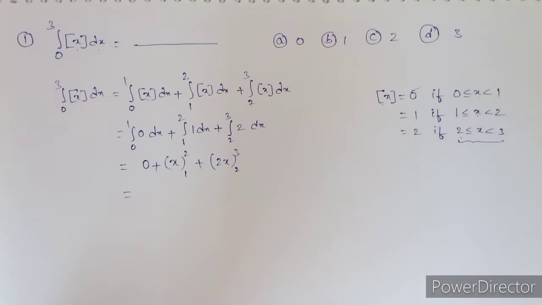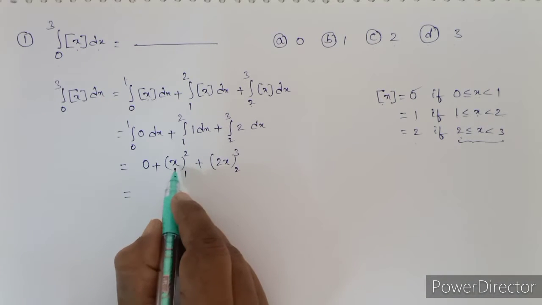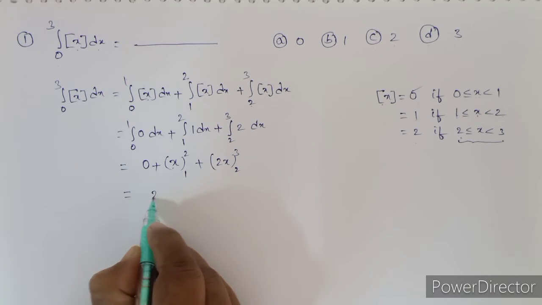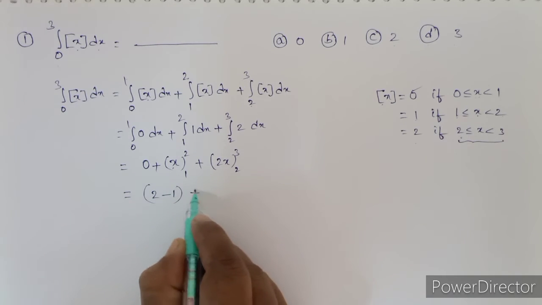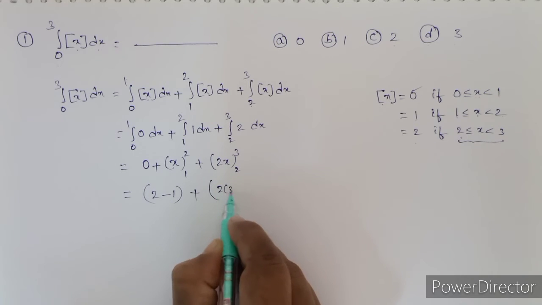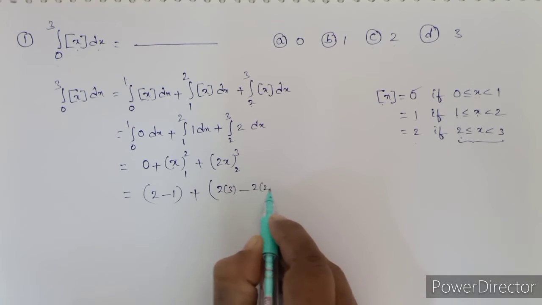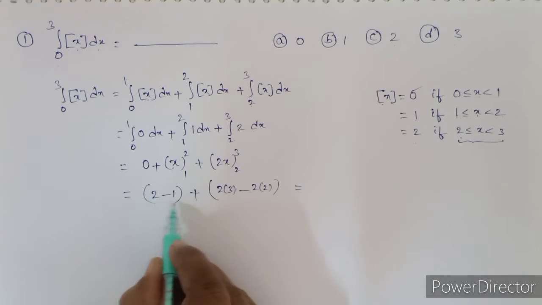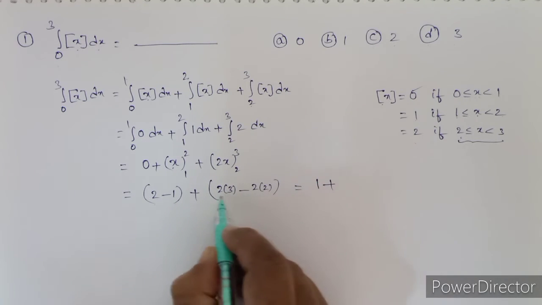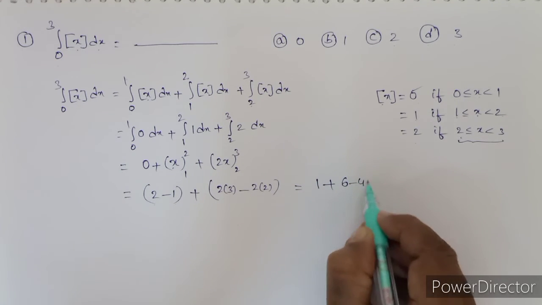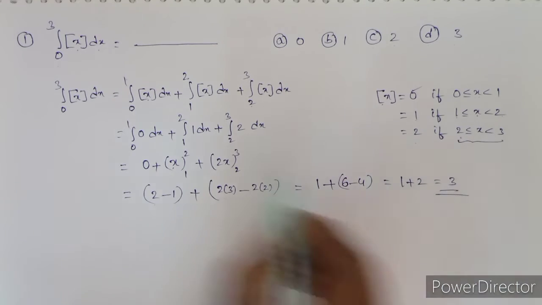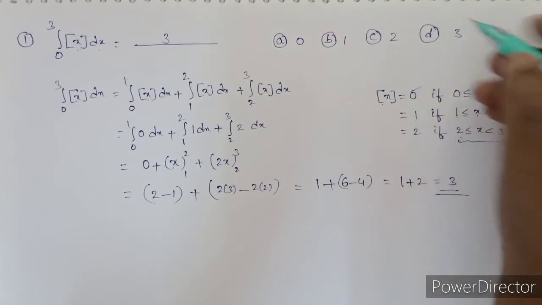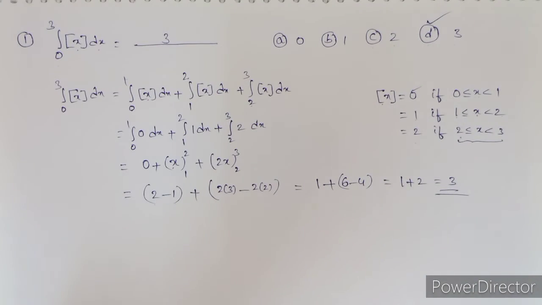Now by using the fundamental theorem, upper limit minus lower limit. In place of x, first we write down upper limit minus lower limit. Upper limit 2 into 3 minus lower limit 2 into 2. So we got 2 minus 1, 1 plus 6 minus 4, 1 plus 2, 3. So the answer of this question is 3. So D is the correct option.